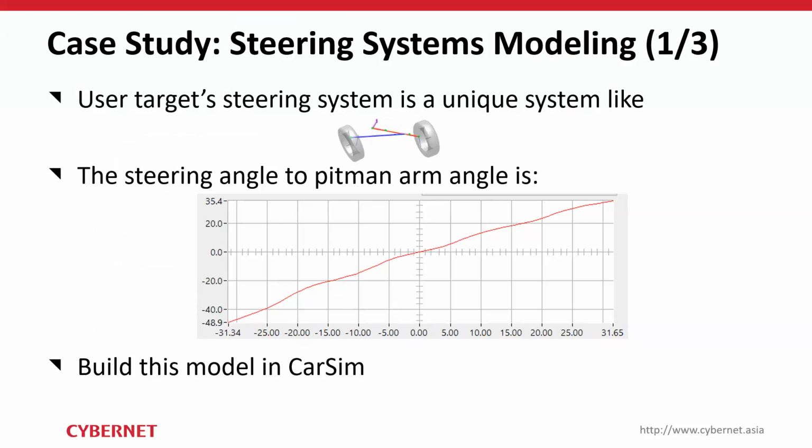In this case, the user used a unique steer system like a recirculating steering system. And this animation shows a recirculating steering system. The customer actually used a multi-link arm to control the steering angle. And the relationship between steering angle and pinion arm angle is like this graph as a result of the multi-link arm. You can see that the relationship between steering angle and pinion angle is highly nonlinear. And we hope then to build it in CarSim and see what will happen.